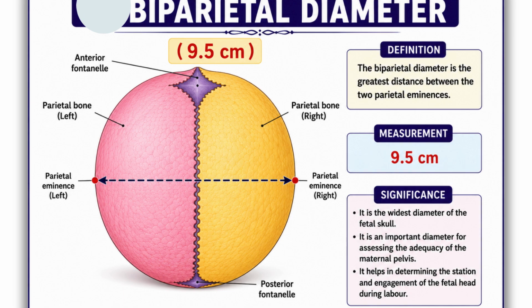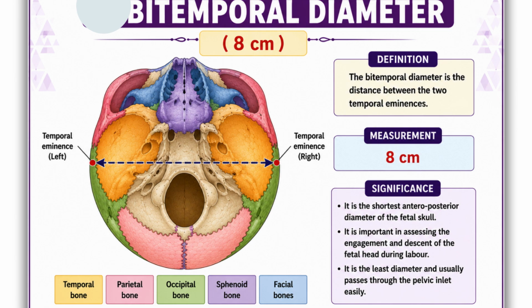7. Bitemporal diameter. Bitemporal diameter is the maximum distance between the two temporal bones of the skull, measured from one temple region to the other.